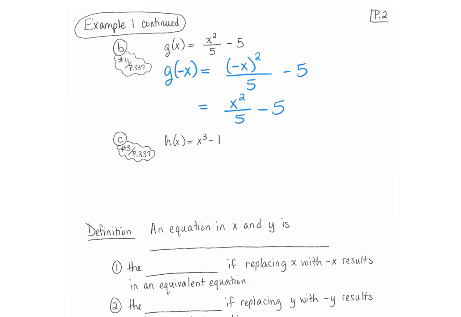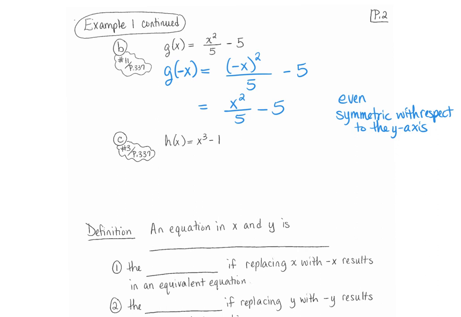Did we end up with our original function? Yes. So this is the same thing as our original function, which means this is even and symmetric with respect to what? Y axis. Good. Okay, good.